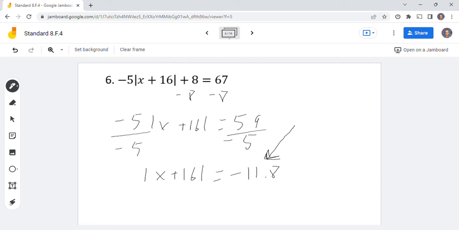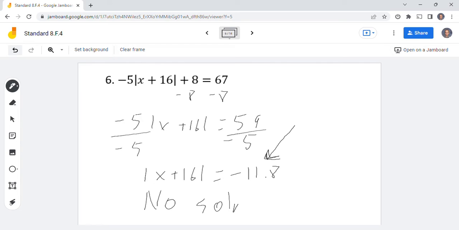If this was a positive number, this would work out just like the previous two, where we had two scenarios and we would solve both of them. However, when we talk about absolute values, it is not possible to get an absolute value to be a negative number. And so since we have the absolute value trying to equal a negative number, that makes it so it's not possible to solve. So this one ends up being no solution.